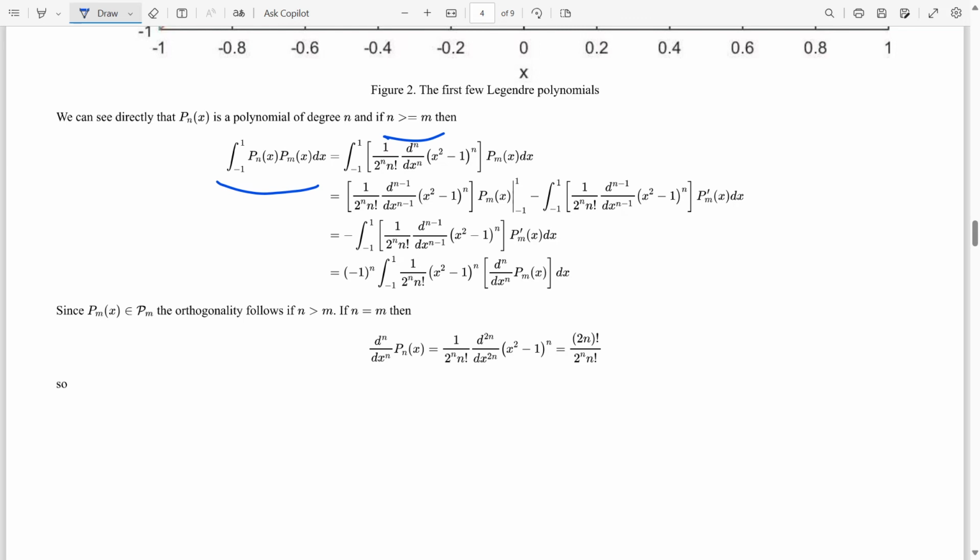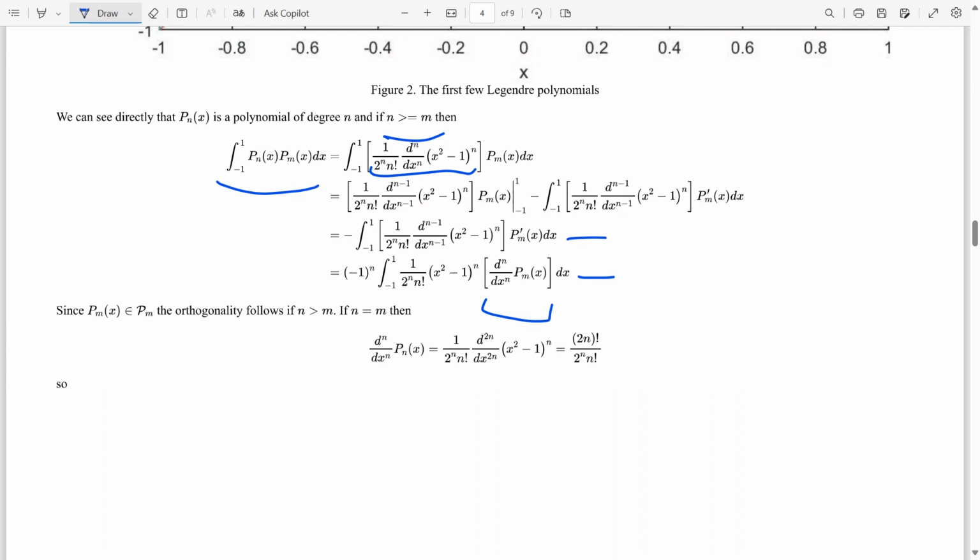So we substitute the Rodrigues formula for Pn of x, and then integrate by parts once, and then n minus 1 more times. And since the stuff in square brackets is 0, if n is greater than m, then Pn of x is an orthogonal polynomial, just like it was supposed to be.